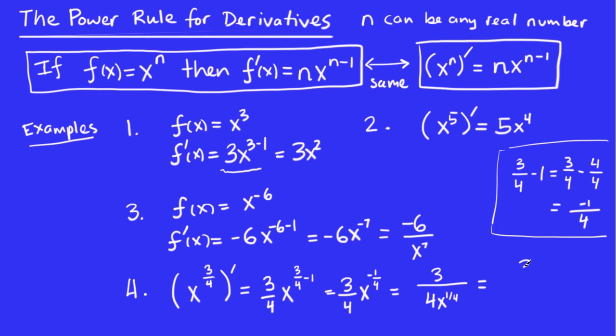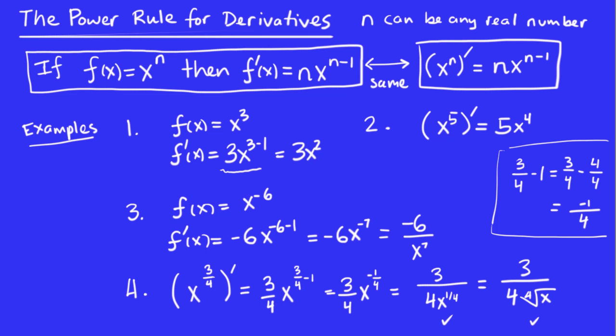And you could even write this as a root if you felt like it. So this would be the fourth root of x. Both of these answers are good. I prefer the fractional exponent. The fourth root is kind of ugly, but it doesn't matter. All right, so we've done some examples there of that power rule.